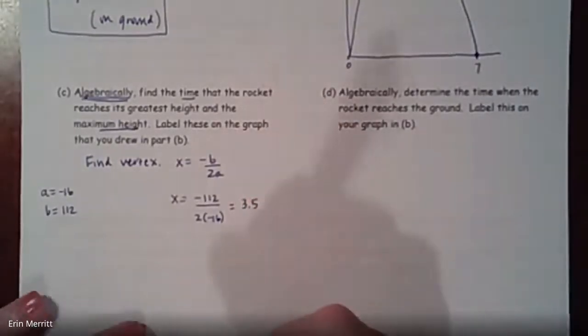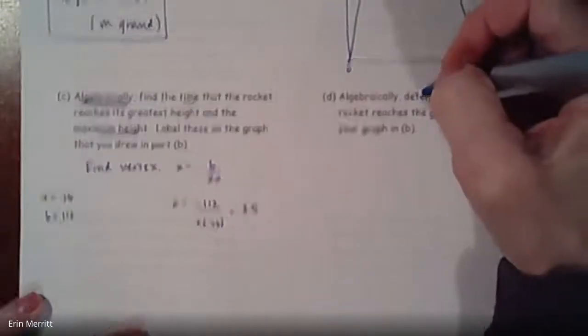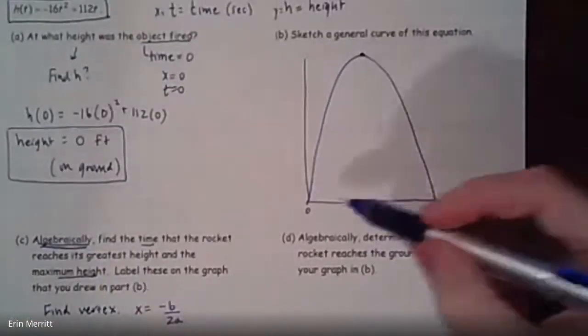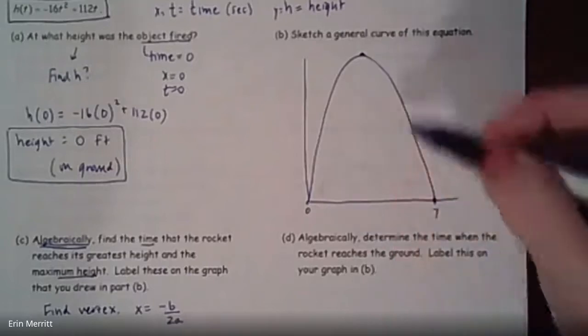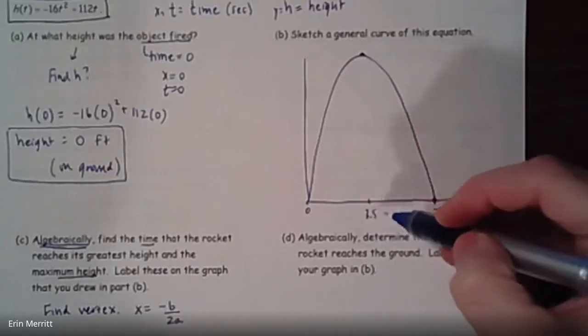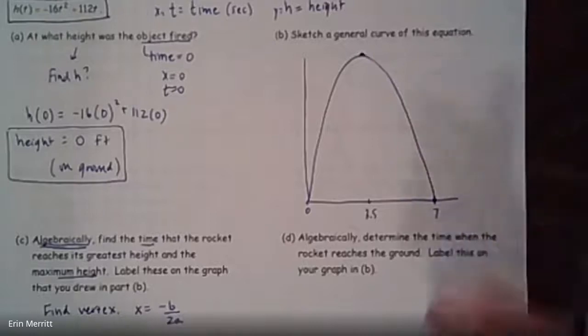So that's the x coordinate, right? So over on our graph, that kind of makes sense because we could just see that it was hitting at 7 and we knew it went up from there. So at 3.5 is where it's going to hit this maximum spot right here.